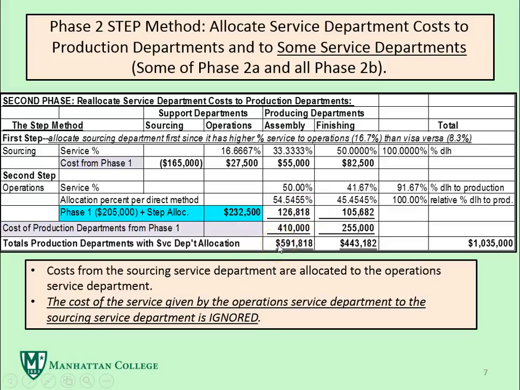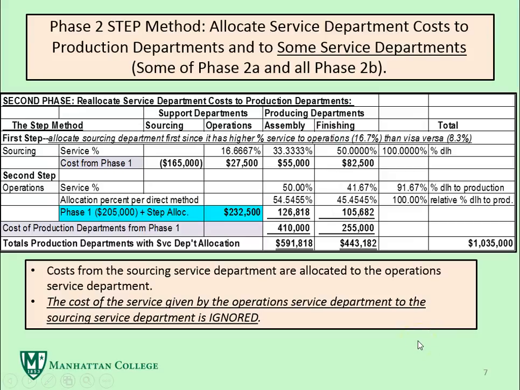And we still add that to the original cost from phase 1 for the assembly and finishing departments. So there's $55,000 from the sourcing department to the assembly department, $126,818 from the operations department, including its share of the service department of the sourcing department, and then the original cost. Still, what we've done is take the cost out of the support departments, the service departments, and put them into the two producing departments, which are assembly and finishing.